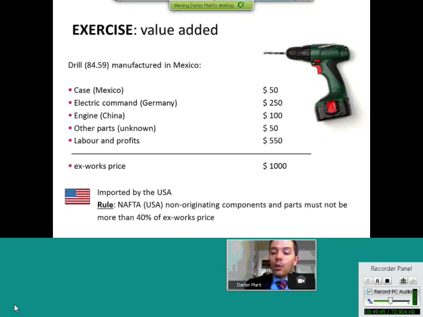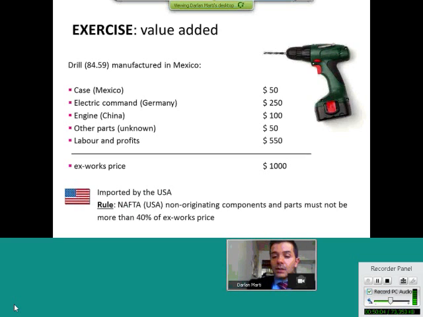Now, what is important to note here is that it would still be able to export even if it was not complying with the rule. However, the producer would not be able to claim preferences and avoid import duties. So it would still be allowed to export, of course.